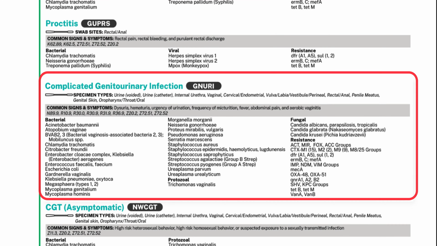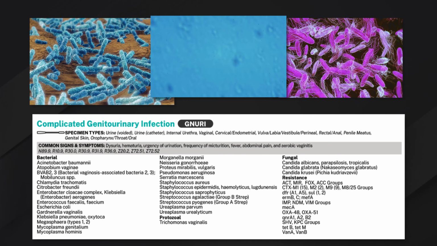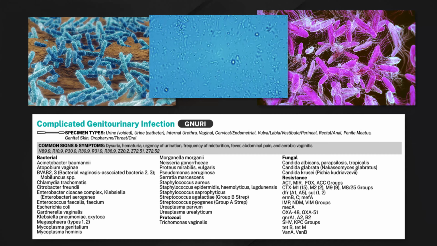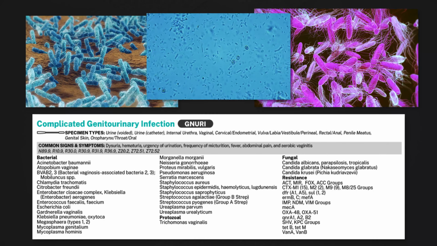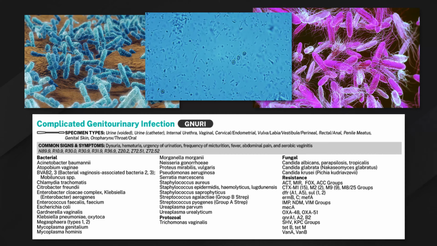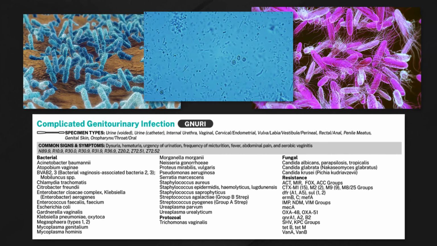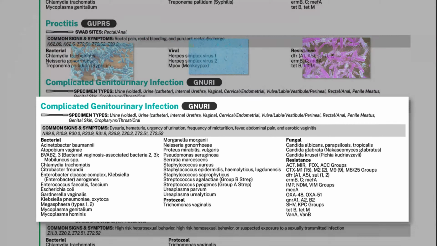The complicated genitourinary menu tests for a wide array of pathogens that cause GU infections. This panel can be helpful in determining the cause of complex, atypical genitourinary symptoms, such as when there is a clinical suspicion of aerobic vaginitis.